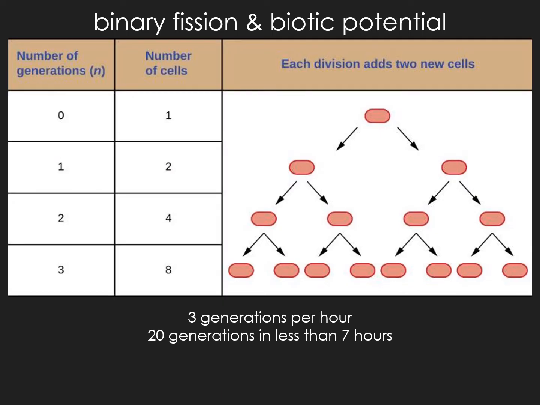Now that you understand how binary fission occurs, I want to talk about something called biotic potential. And biotic potential is not something that's specific to microorganisms. Any organism that's capable of reproduction has a biotic potential, the potential to grow and populate a given area. The biotic potential of any organism is dependent on two major things. The first is how many offspring you have with each reproductive event.